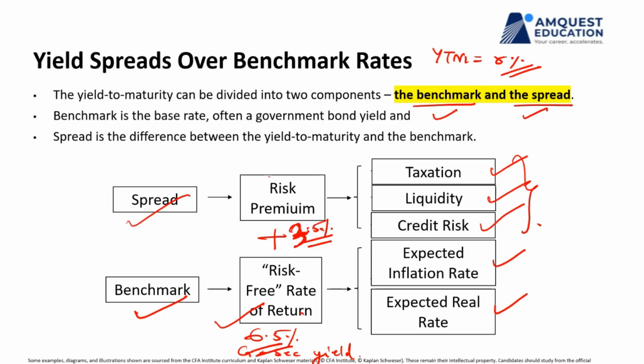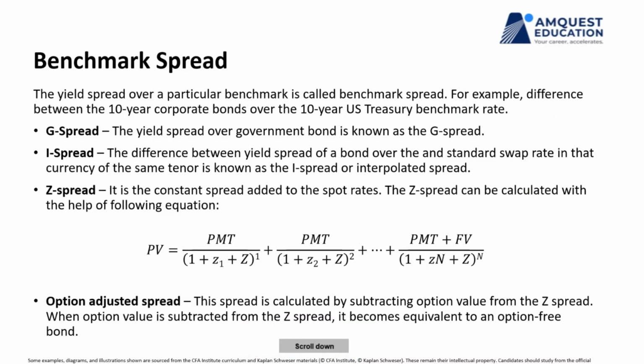So that is parameter number one, that the benchmark is always government bond, and the government bond is based on inflation and real rate. And then there is a spread which is based on risk premium, and risk premium incorporates all different types of risk. The benchmark spread can further be classified into different categories. Like there is a G spread, government, interpolated spread I, a Z spread, and an OAS, option adjusted spread.